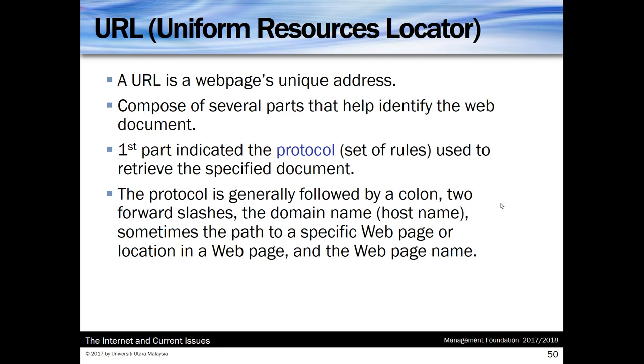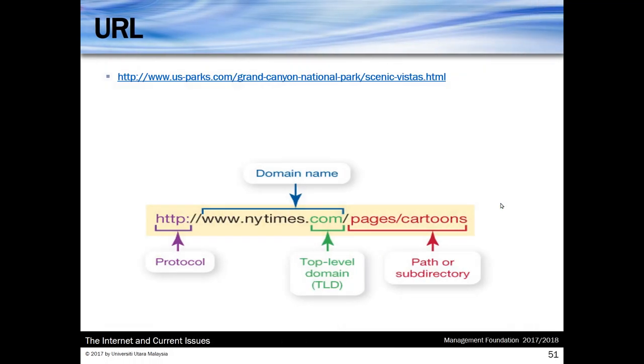So it is composed of several parts that help identify the web document. The first part indicates the protocol. The protocol is a set of rules used to retrieve the specified document. The protocol is generally followed by a colon, two forward slashes, then the domain name, also known as a host name, and sometimes the path, the directory to a specific web page or location in a web page, and finally the web page name, or the file name. The most important thing is it is a set of directions and every web page has a unique one.